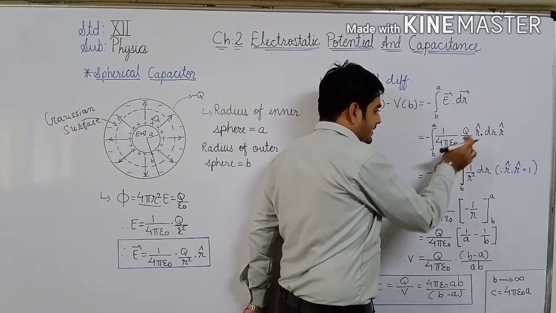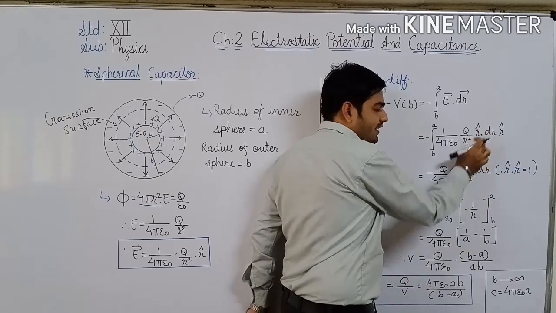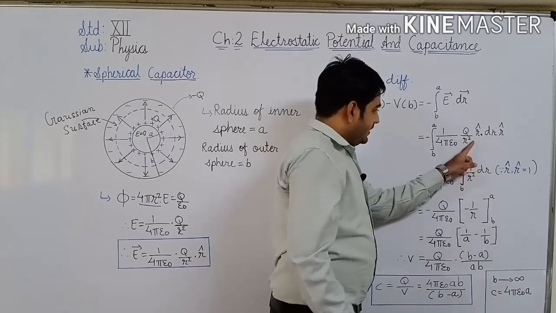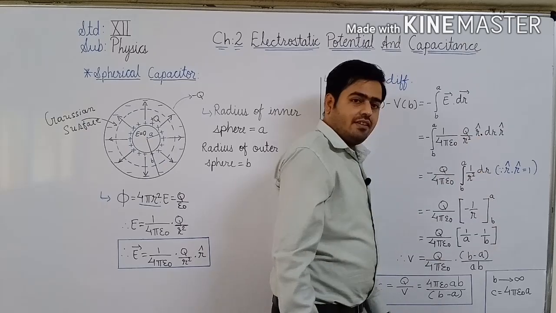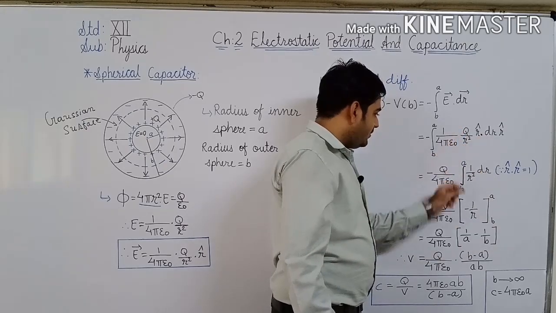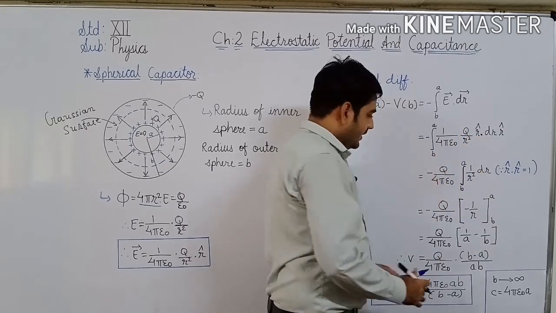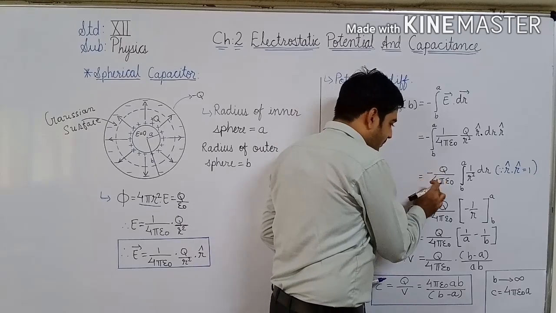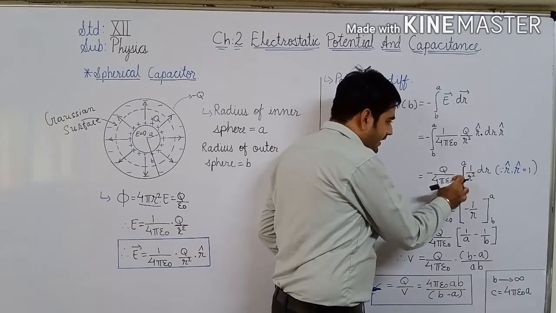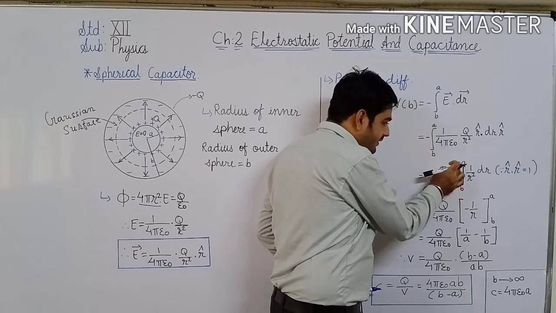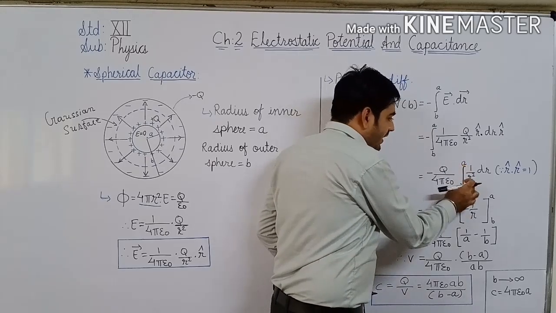Here this is the integration with respect to r. Therefore we can take q upon 4 pi epsilon naught outside the integration, so it can be written as V is equal to minus q upon 4 pi epsilon naught integration b to a 1 upon r square dr.